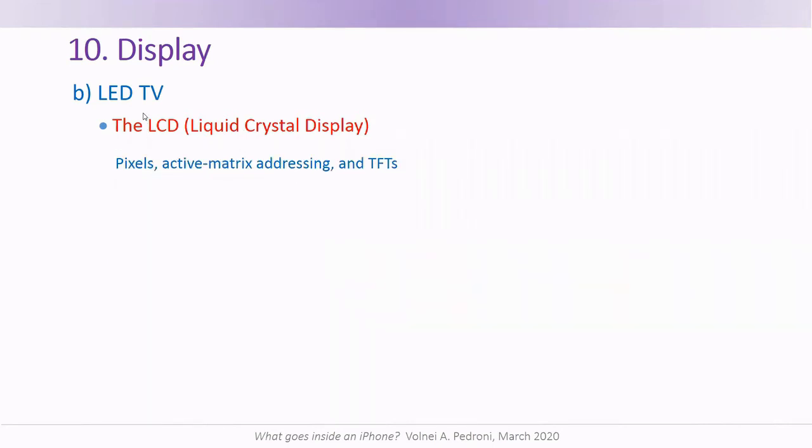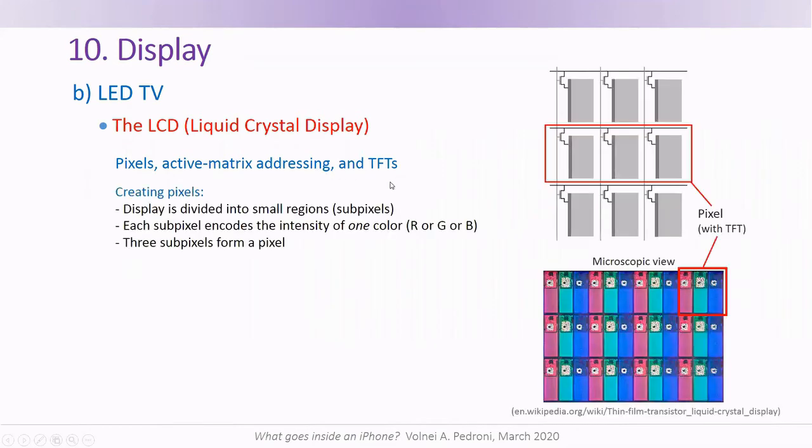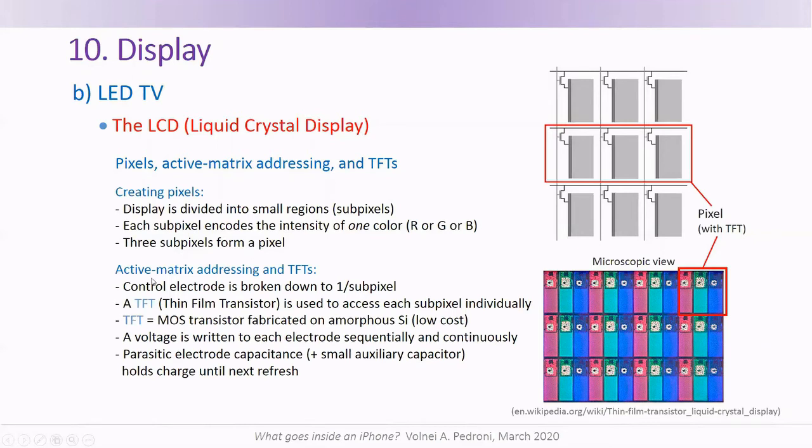Having seen how LCDs are constructed, we turn now to some internal details, which are pixels, active matrix addressing, and TFTs. As you know, to create a pixel, the display is divided into small regions called subpixels, where each subpixel encodes the intensity of one of the fundamental colors, and by putting three subpixels of different colors together, we get a pixel. The interesting part is how these pixels are constructed physically and how they are addressed.